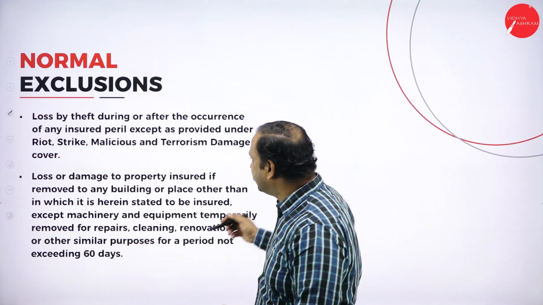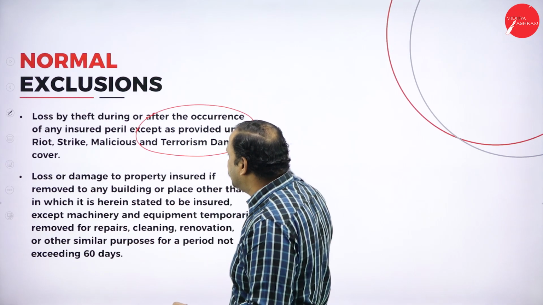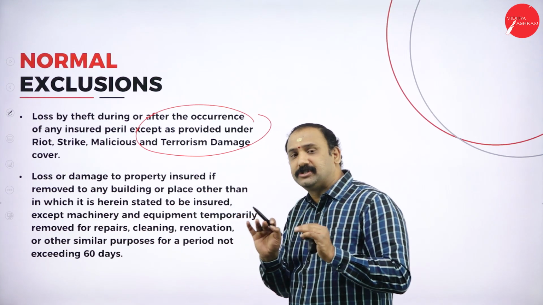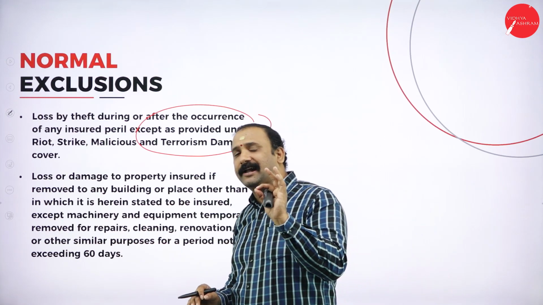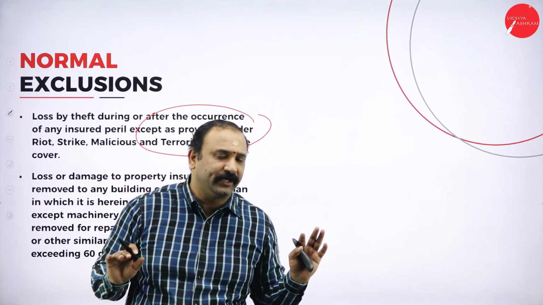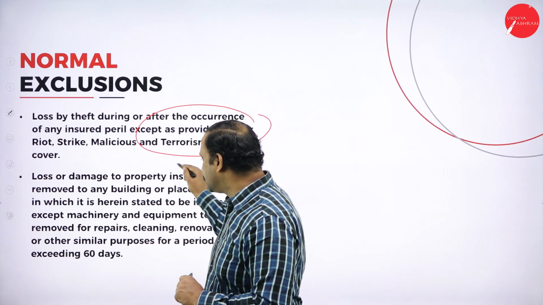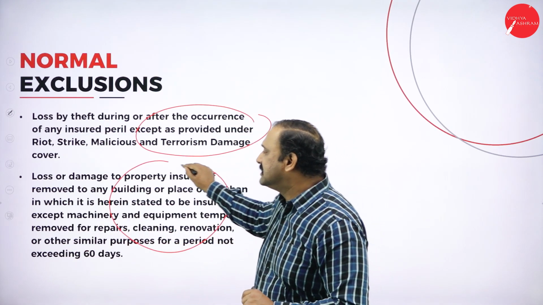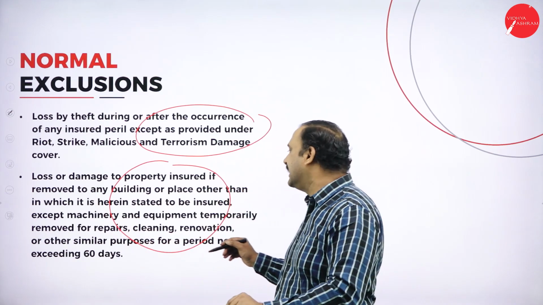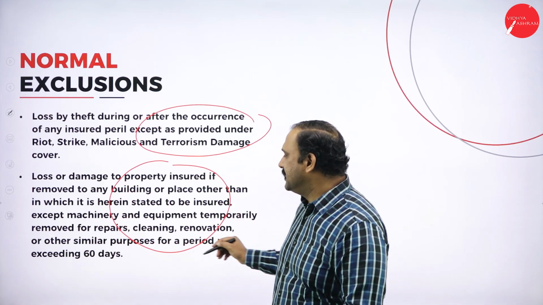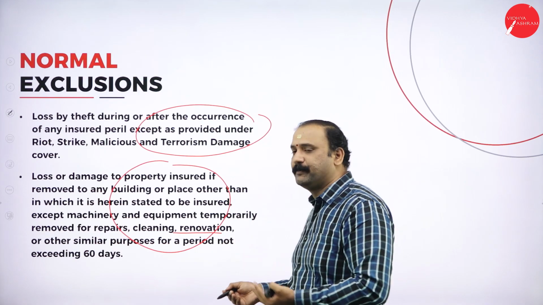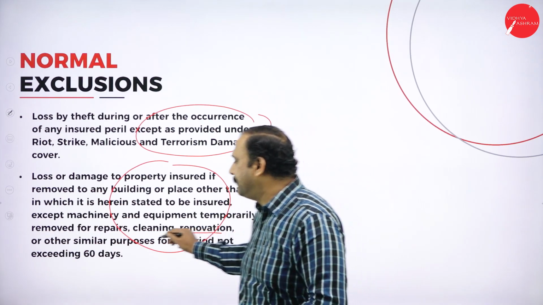Another thing: loss by theft during or after the occurrence of an insured peril, except for that of riot, strike, malicious damage or terrorism damage, will not be covered. So in India, you need to be very, very careful. Because if a fire catches due to a riot or strike, I'm not going to include it at any point of time. Now, loss or damage to property insured if it is removed to any building or place other than where it is stated to be insured, except machinery and equipment temporarily removed for repairs, cleaning, renovation or other purpose, not exceeding a period of 60 days.